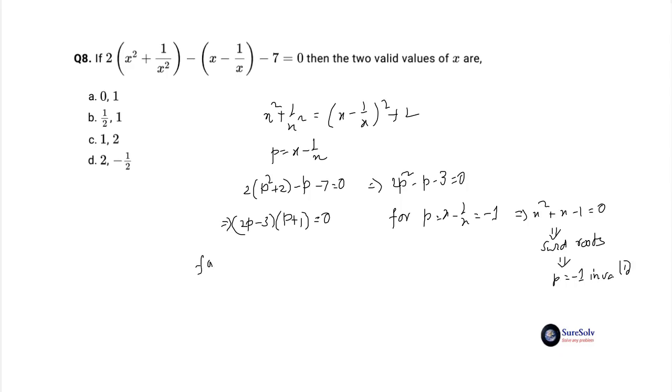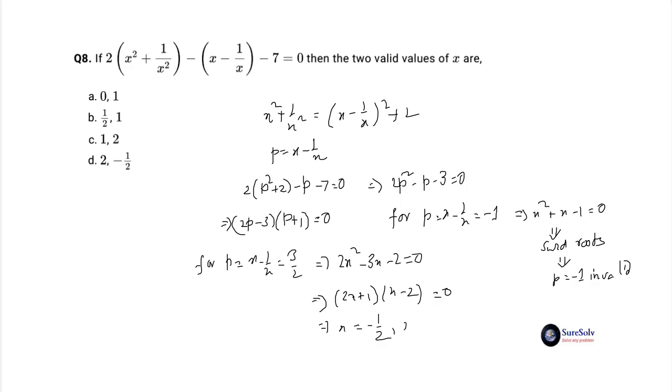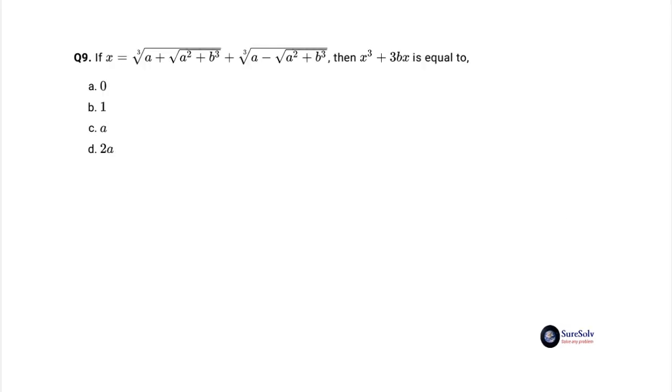With P equal to x minus 1 by x equal to 3 by 2, you get the quadratic equation as 2x square minus 3x minus 2 equal to 0. Factorize and get 2x plus 1 multiplied by x minus 2 equal to 0. Or x equal to minus half and x equal to 2. Answer is option D, 2 and minus half. Let's solve the next problem.